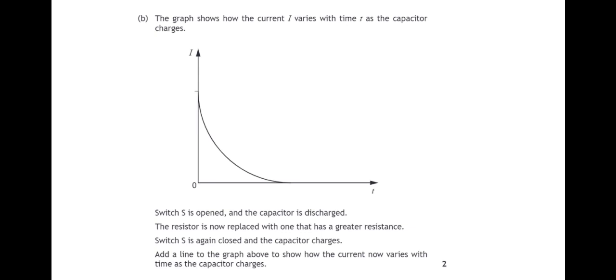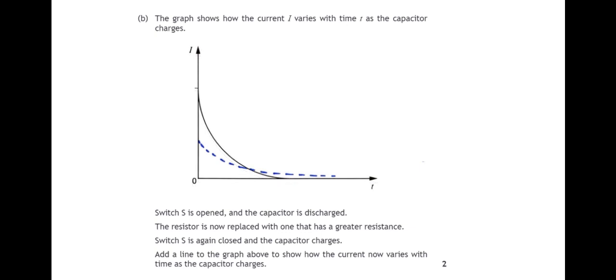The graph shows how the current I varies with time t as the capacitor charges. Switch S is opened and the capacitor is discharged. The resistor is now replaced with one that has a greater resistance. Switch S is again closed and the capacitor charges. Add a line to the graph above to show how the current now varies with time as the capacitor charges.